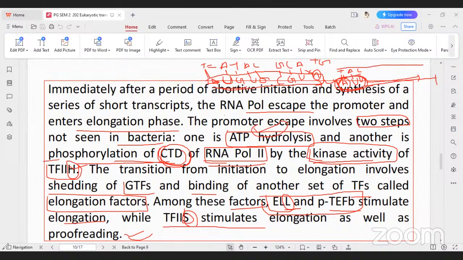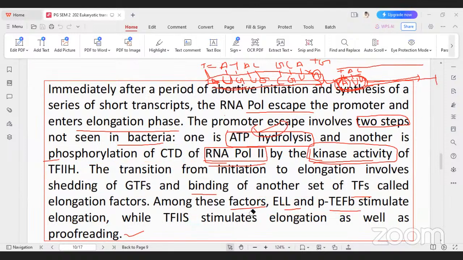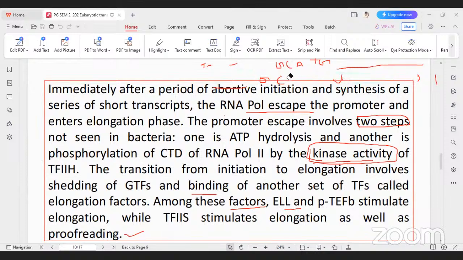Now it is clear. Any doubt in elongation? Clear, sir. Right. So initiation is clear and elongation also clear. Right? CTD means, sir? What? CTD. C-terminal. C-terminal of which, the DNA part? Sorry, the RNA polymerase part. C-terminal.